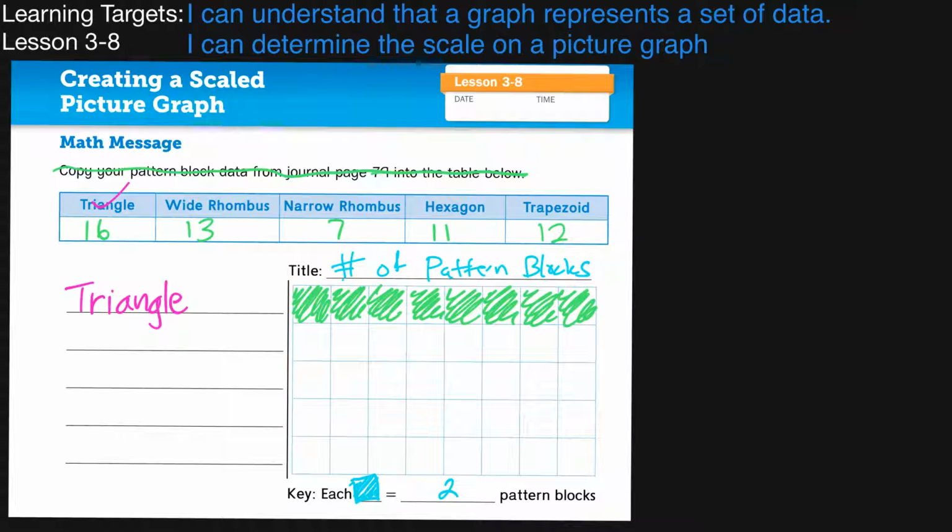I'm going to do wide rhombus. So wide. At this point, I'm going to pause the video. I'm going to fill in the rest of this graph, and I want you to look at how I did it.